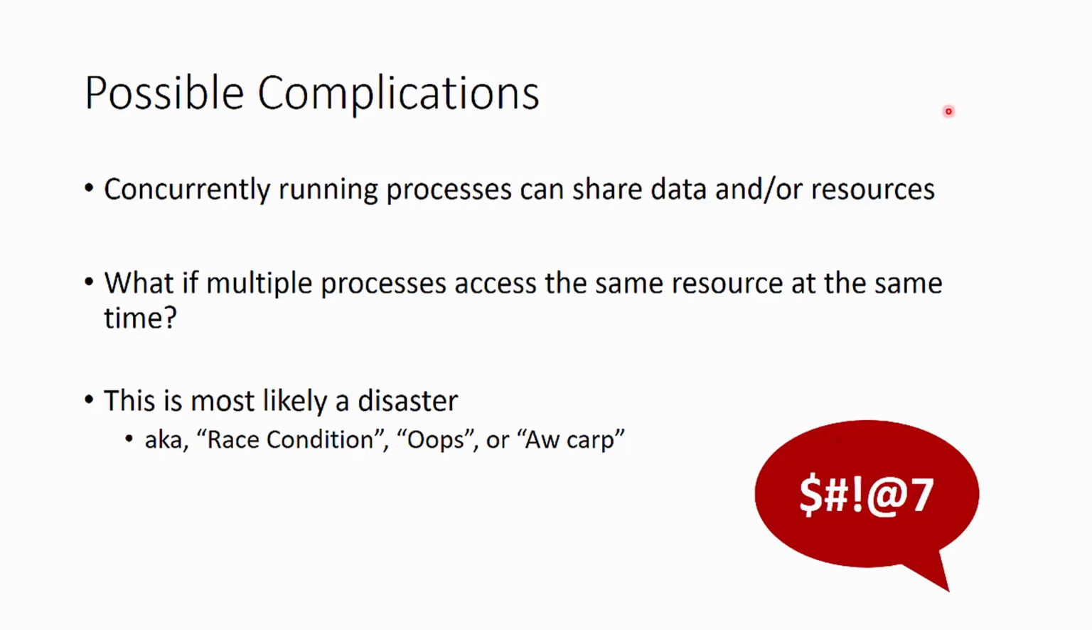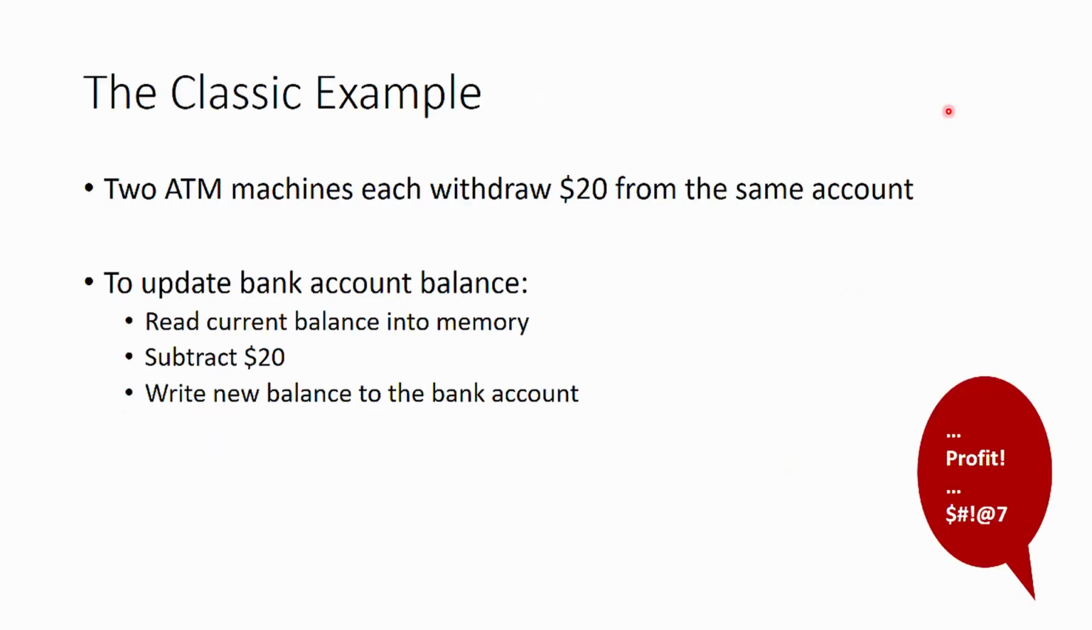If we have a security consideration, if we have special data in one process, we might not want another process to be able to access that. So that could be troublesome. And sometimes we can generate race conditions where more than one thing is trying to access the same resource at the same time. And that can cause actual damage.